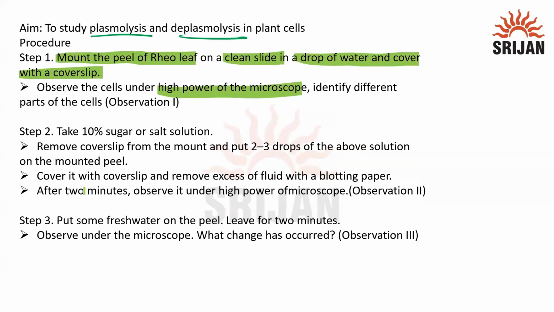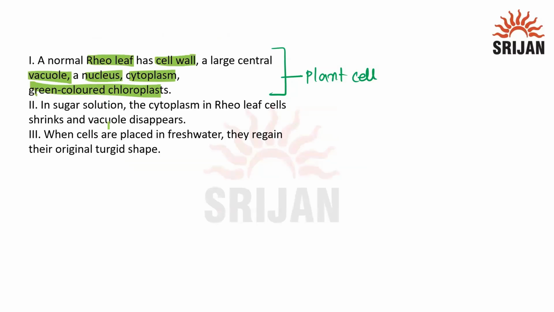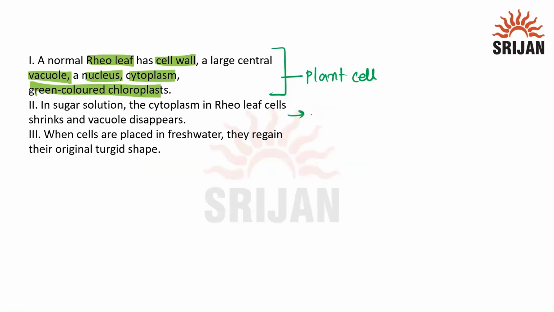Now see the next step. A 10% sugar or salt solution is taken, so definitely it's a hypertonic medium. Remove the cover slip from the mount and put 2 to 3 drops of the solution on the mounted peel. Cover it with a cover slip and remove the excess fluid with blotting paper. After 2 minutes, what do you observe? With the hypertonic situation, excess water will go out of the cell, and exosmosis happens.